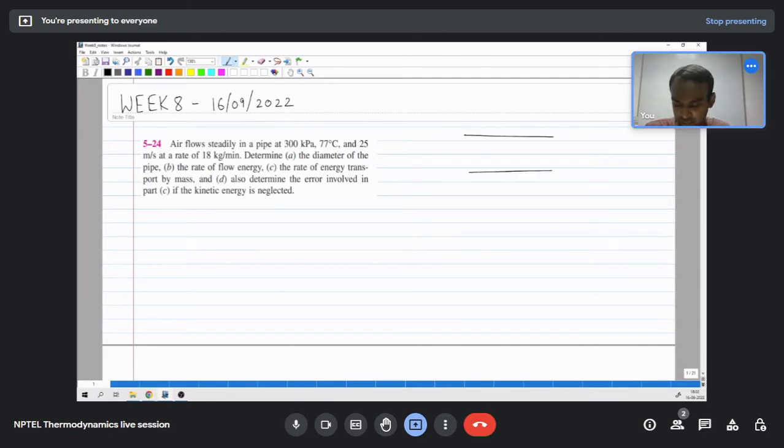We are given air flowing steadily in a pipe. So air flows at 300 kilopascal, 77 degrees Celsius, which is 77 plus 273 Kelvin, so which is 350 Kelvin. The velocity of the flow is 25 meter per second, and the mass flow rate is 18 kilogram per minute.